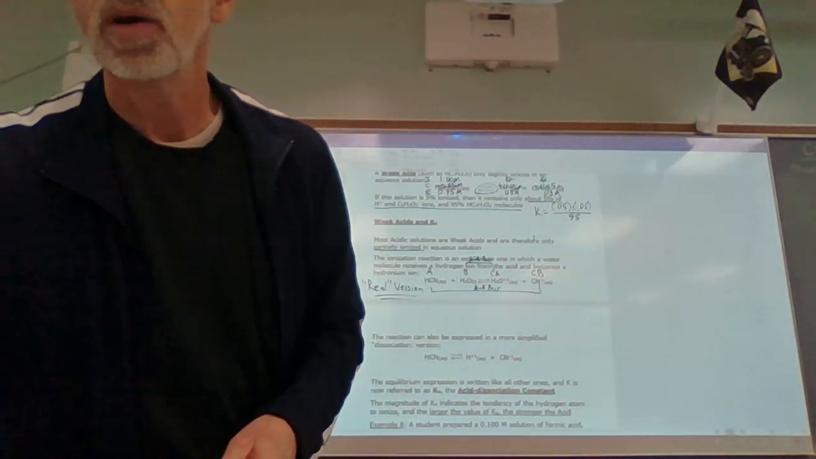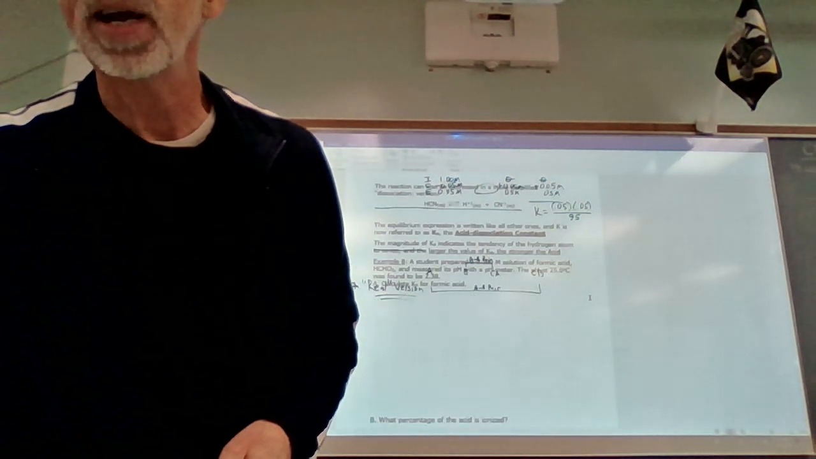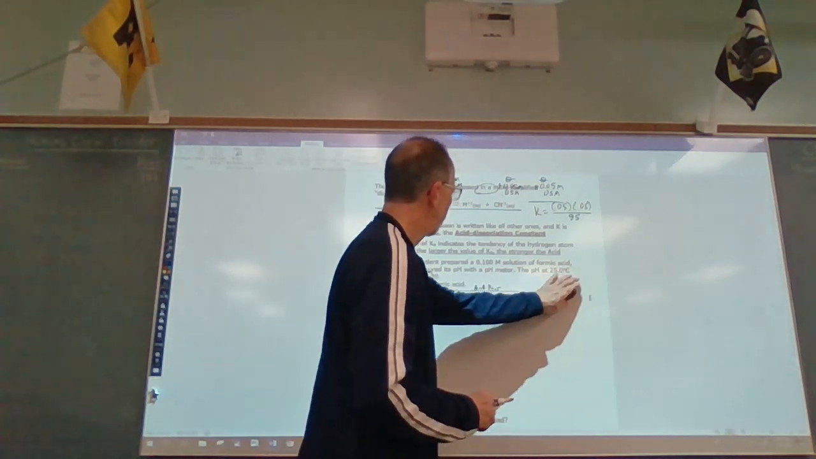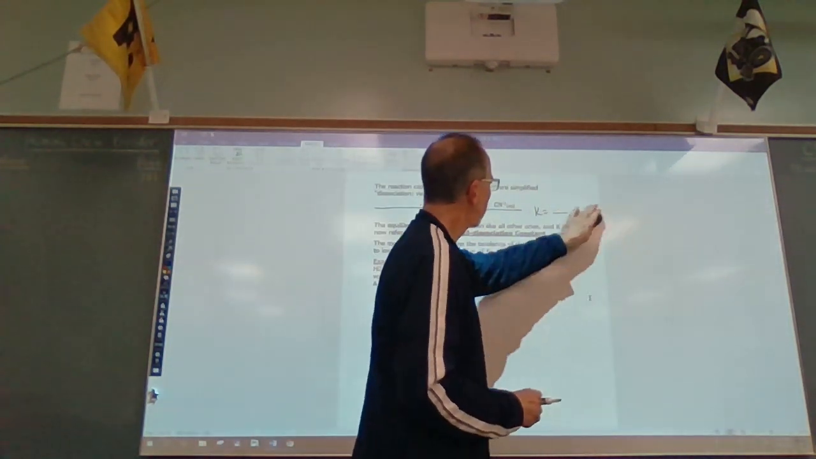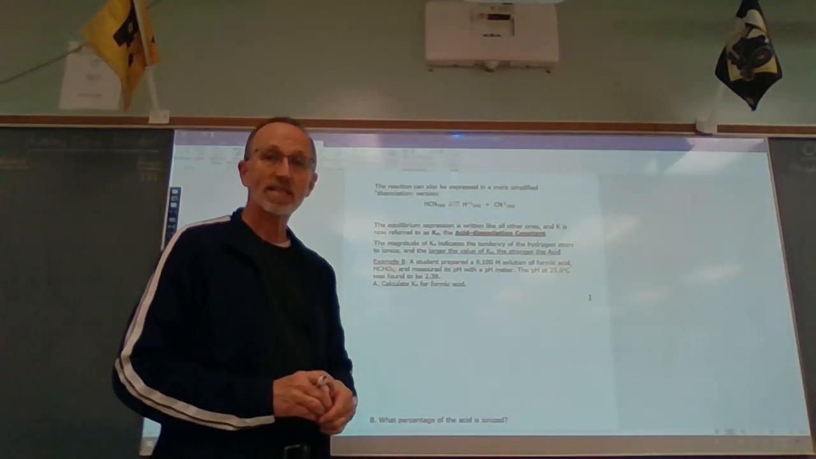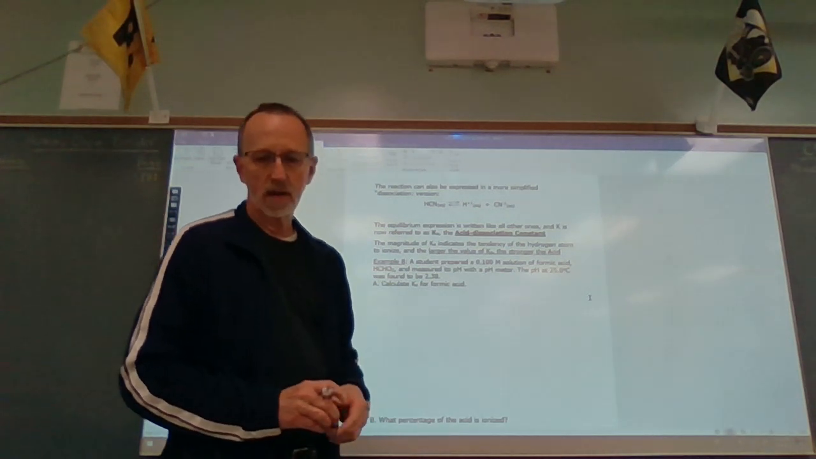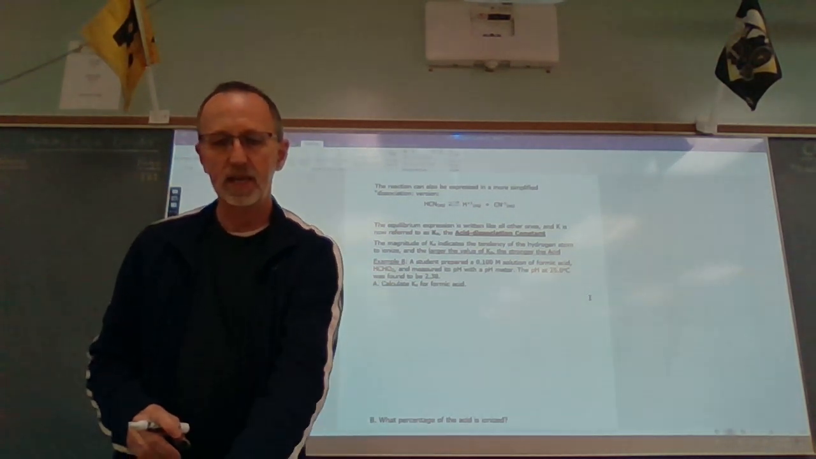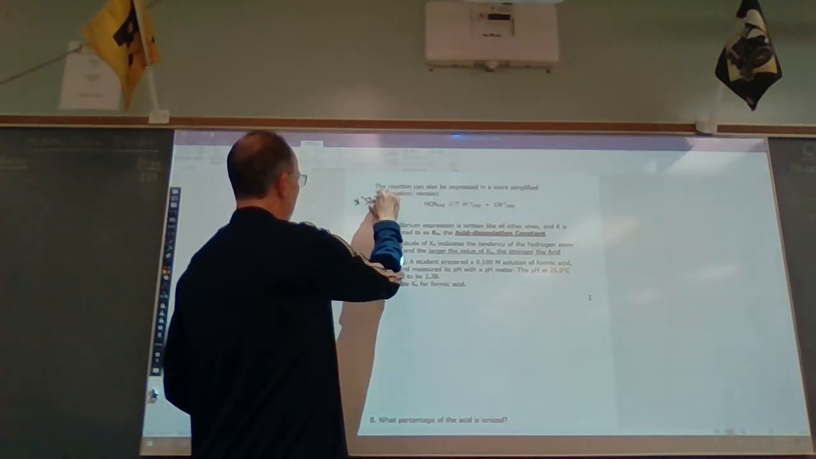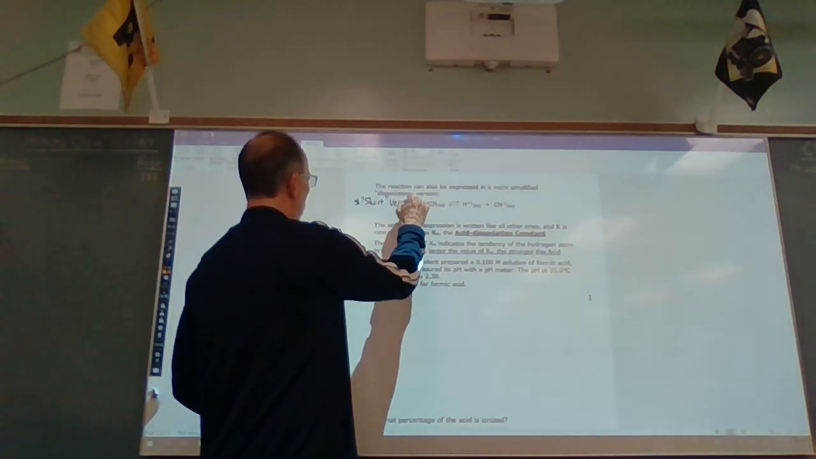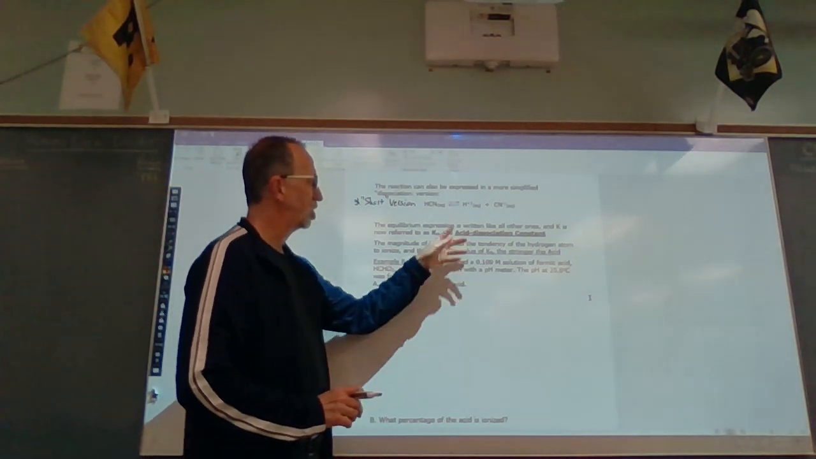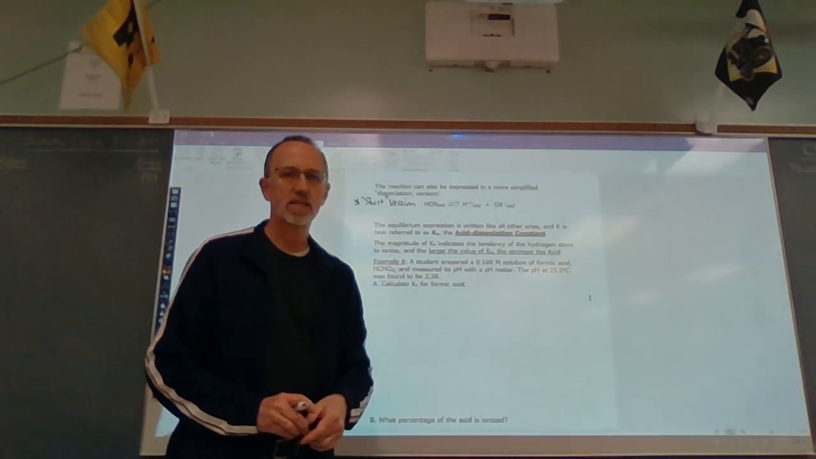But just like with the self-ionization of water, this reaction can also be expressed in a more simplified dissociation version, which is just showing the splitting of the weak acid molecule into its ions. So this is the short version, whereby our hydrocyanic acid is just dissociated into a hydrogen ion and a cyanide ion.